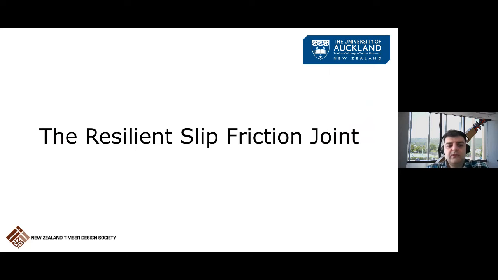So I'm going to talk about the resilient slip friction joint from research to practice. It is a technology that was developed from research at the University of Auckland and later on the University of Auckland and Auckland University of Technology. This solution was developed to address the shortcomings from the previous research around mass timber structures and the two key points that I discussed, resilient connections and energy dissipation.